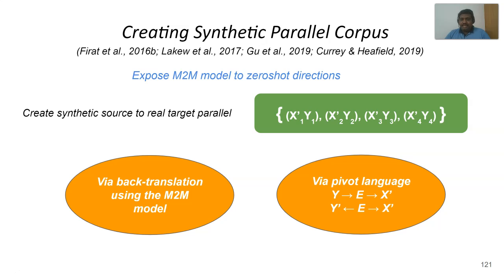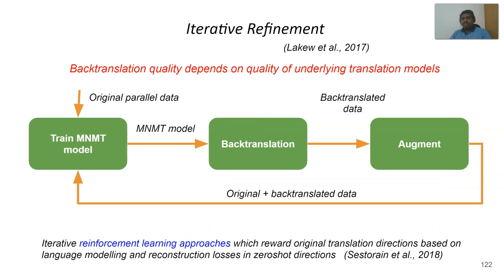We could also use monolingual E data and use the E to X direction translation systems to generate synthetic source as well as target sentences for the languages Y and X. Of course, the quality of this methodology depends on the quality of the underlying translation models, and we can think of iterative refinement schemes where we start with an initial model, create back translated data, augment the data and retrain the MLMT model with the back translated data, and repeat the process till we see improvement in the translation quality, and we get improvements in translation quality for a few iterations.